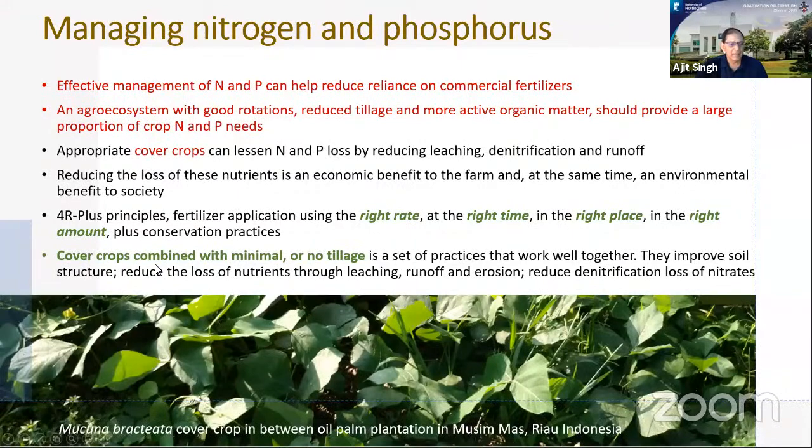Okay. Then, as I told you earlier in the earlier lecture, the cover crops, very efficient, and in combination with minimum tillage or no tillage practices can be very effective in controlling the leaching and runoff, and also in maintaining the soil temperature, the organic matter, and recycling of nutrients, because some of these cover crops are quite rich in nitrogen.